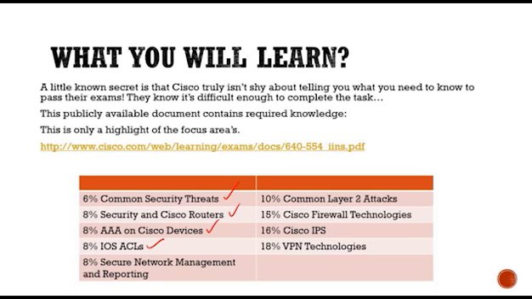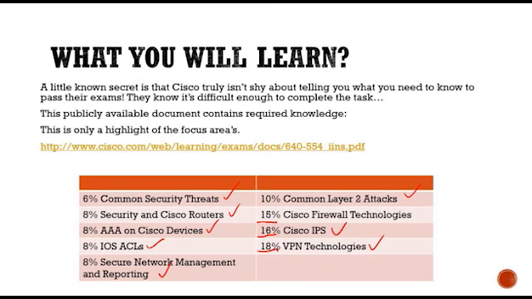Also, secure network management and reporting. We'll be talking about that. Common layer 2 attacks, Cisco firewall technologies. Notice these last three are the biggest percentages on the exam. So firewall technologies, IPS, and VPN technologies. So with the firewall technologies, we will be talking about the router-based firewalls and also the ASA firewalls. Okay, they're adaptive security appliances.